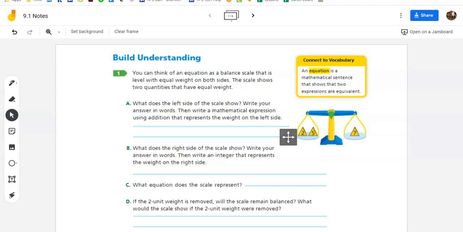Let's take a look at number 1. You can think of an equation as a balance scale that is level with equal weight on both sides. The scale shows two quantities that have equal weight, and I just kind of went over that for you. What does the left side of the scale show? It shows 2 weights. 2 and 5.